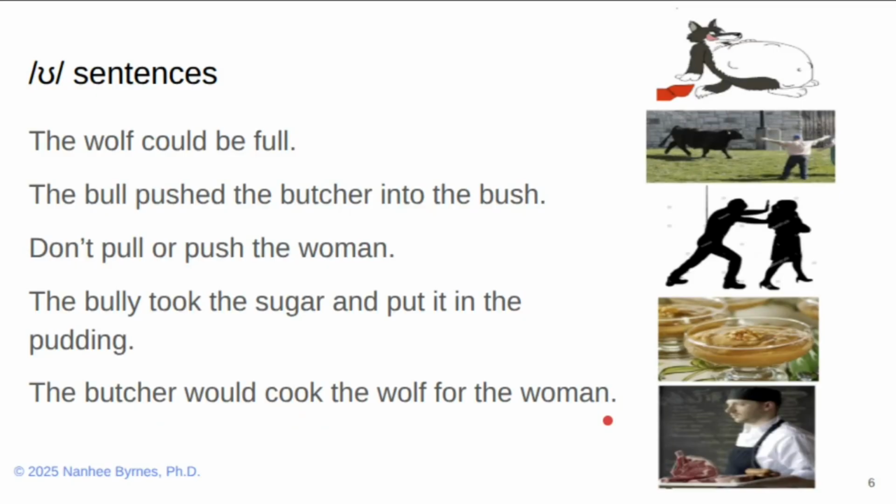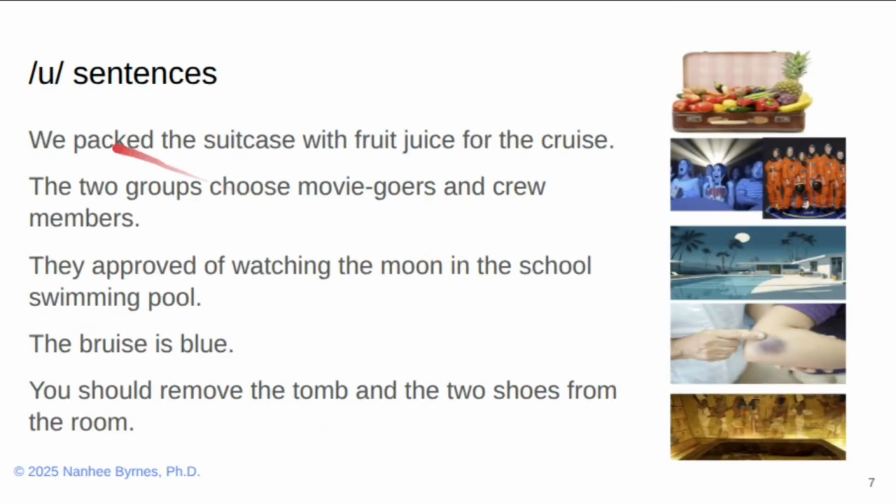These are sentences with the oo sound. We packed the suitcase with fruit juice for the cruise. The two groups choose moviegoers and crew members. They approved watching the moon in the school swimming pool. The bruise is blue. You should remove the tomb and the two shoes from the room.